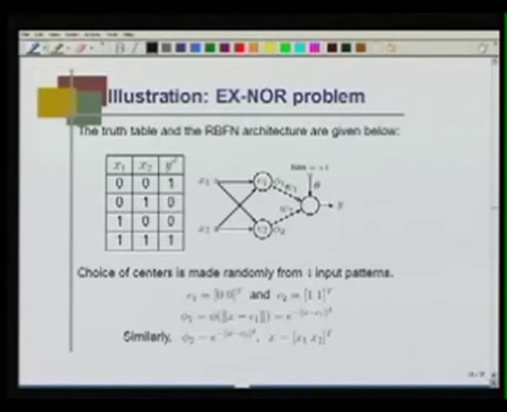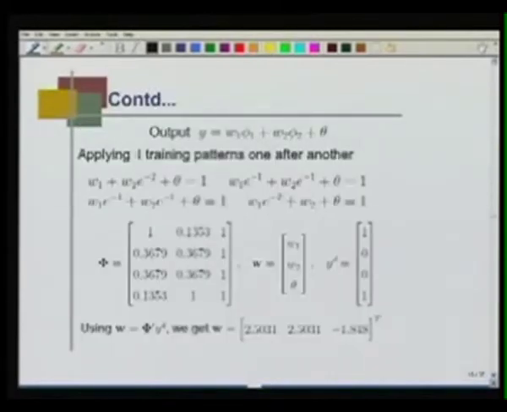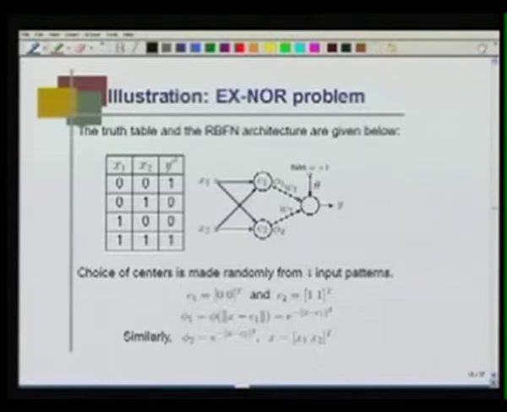So, phi 1 is exponential of minus the squared Euclidean norm of x minus C1, and phi 2 is e to the power of minus the squared Euclidean norm of x minus C2, where x is x1 and x2. The output y is W1 phi 1 plus W2 phi 2 plus theta. If you look here, theta is the bias we have.